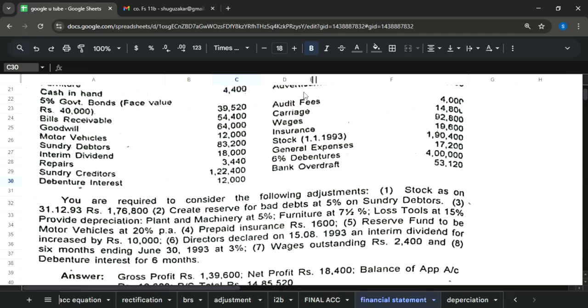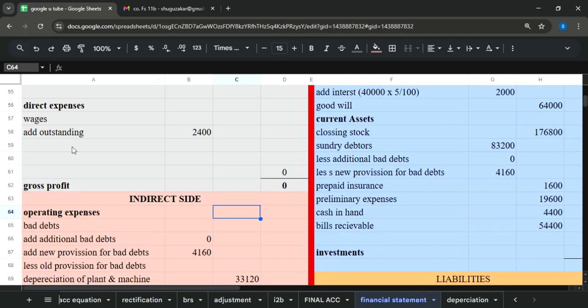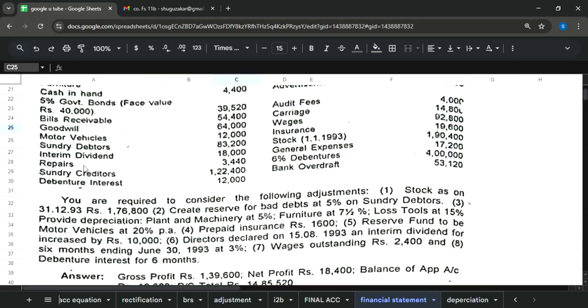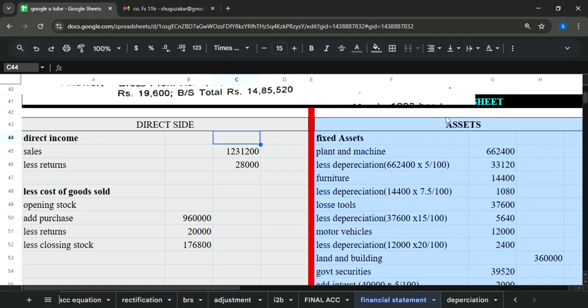After audit fee, we have carriage. This is part of direct expense. Come over here and write down carriage, 14,800. In direct expenses, we are going to record carriage and the amount was 14,800.